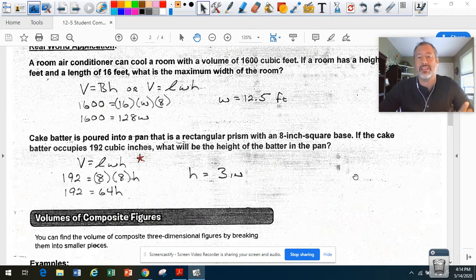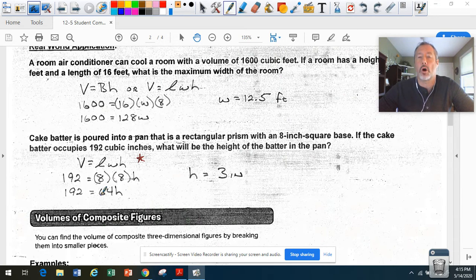Okay, so we know that the base is a square. So we already know the length is 8, the width is 8, but we do not know the height. We also know that the volume is 192 inches cubed. So we condense this equation down. 8 times 8 is 64. So we get 64h equals 192. Now we have to solve for h, which means what's happening between the 64 and the h?